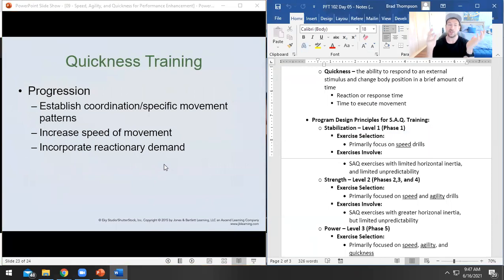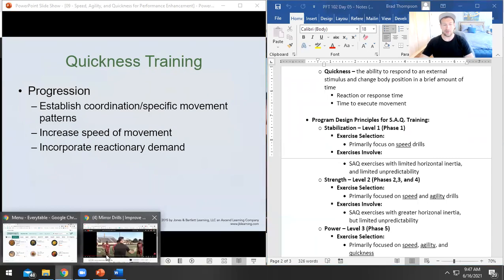So when it comes to progressing quickness training, we are trying to establish coordination in the specific movement. Then we eventually improve the speed of the movement. And then eventually we improve the reactionary demand, right? We make it more difficult where they don't necessarily know what's going to happen.